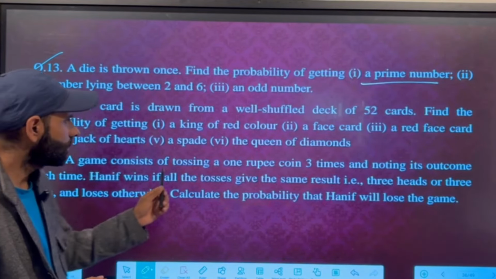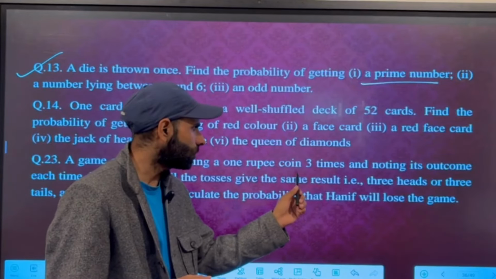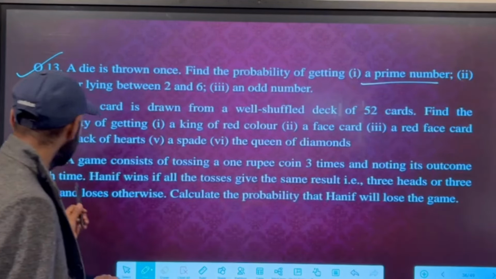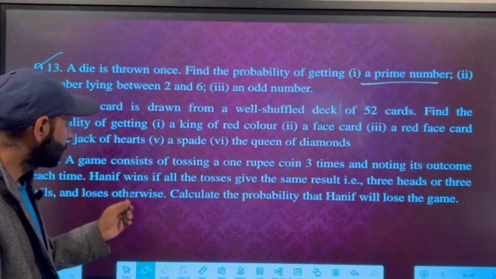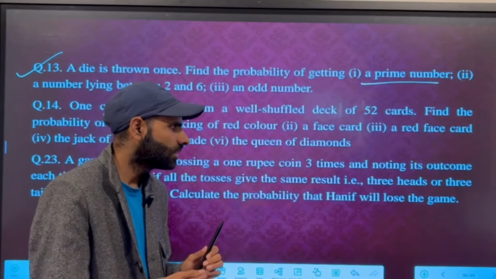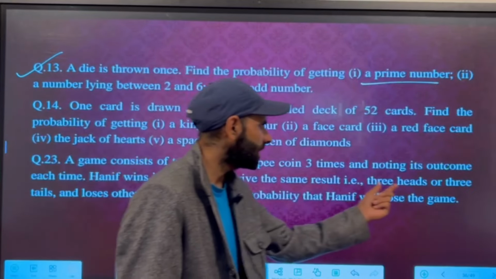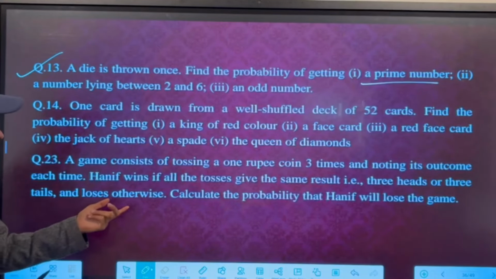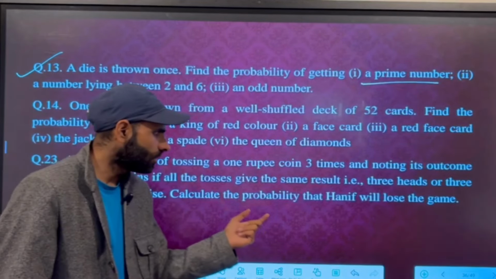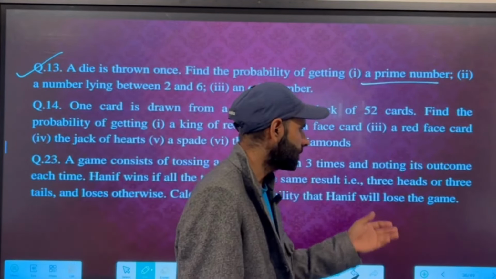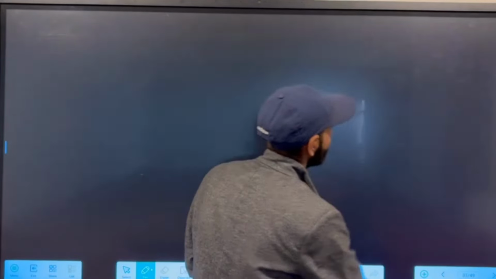A game consists of tossing a 1 rupee coin 3 times and noting its outcomes each time. Hanif wins if all the tosses gives the same results. That is head, head, head, or tail, tail, tail. That is 3 heads or 3 tails. He will win. And losses otherwise. Calculate the probability that Hanif will lose the game. We have to find the probability that Hanif will lose the game.